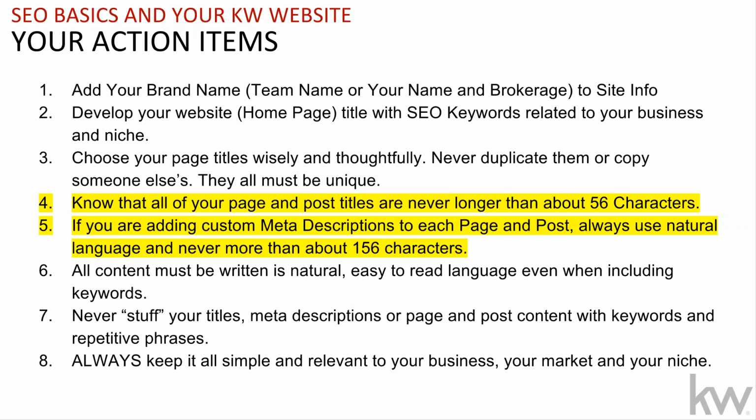If you're adding your custom meta descriptions to each page and post, always use natural English language and never more than about 156 characters. All content must be written as natural, easy-to-read language, even when including keywords. Never stuff your titles, meta descriptions, or page and post content with keywords and repetitive phrases, and always keep it simple and relevant to your business, your market, and your niche.